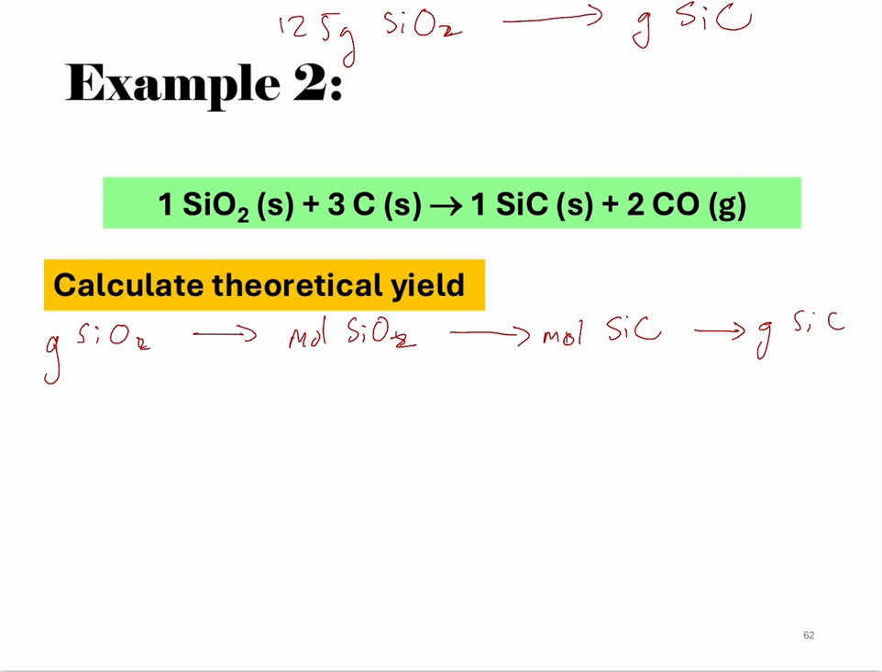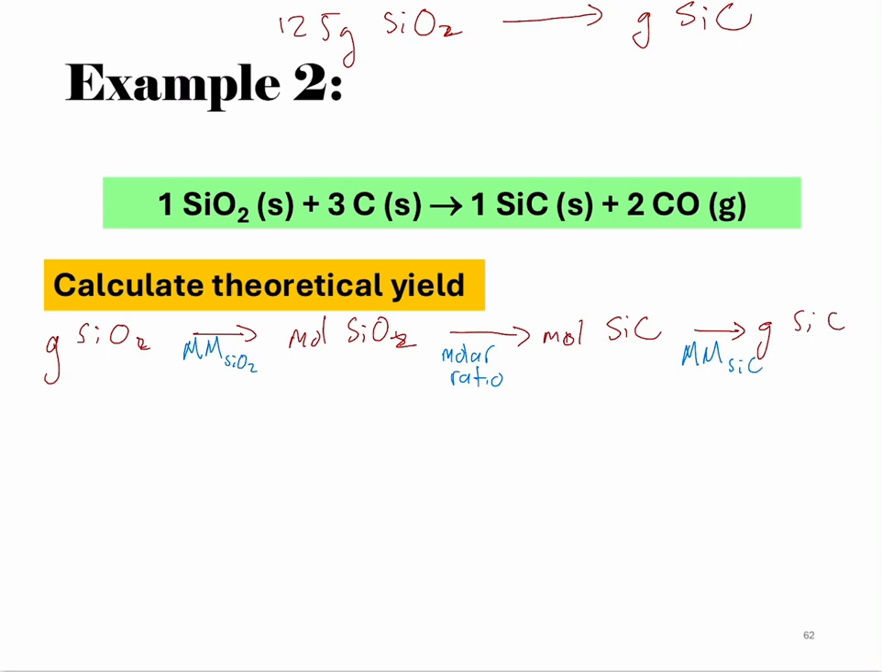And what do we use to go from grams of silicon dioxide or sand to moles of sand? In the first step, what chemical quantity do we use? The molar mass, right? The molar mass of SiO2. Then to go from moles of sand to moles of silicon carbide, what do we use? The molar ratio. And then to go from moles of silicon carbide to grams of silicon carbide, what do we use? Molar mass of what? Silicon carbide, right? So those are our steps that we're going to do.